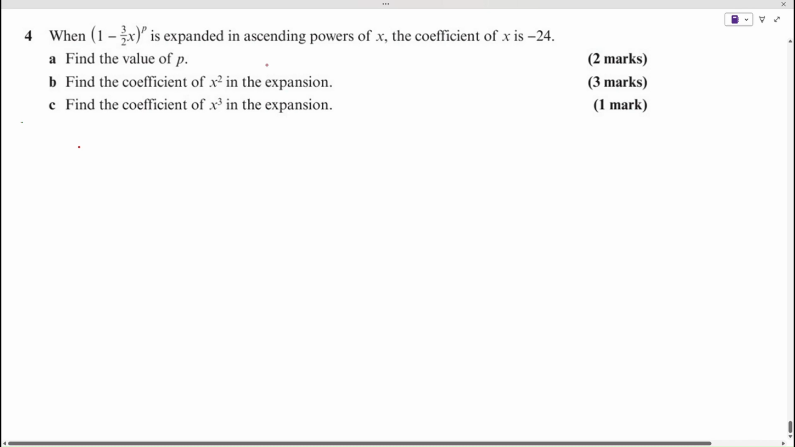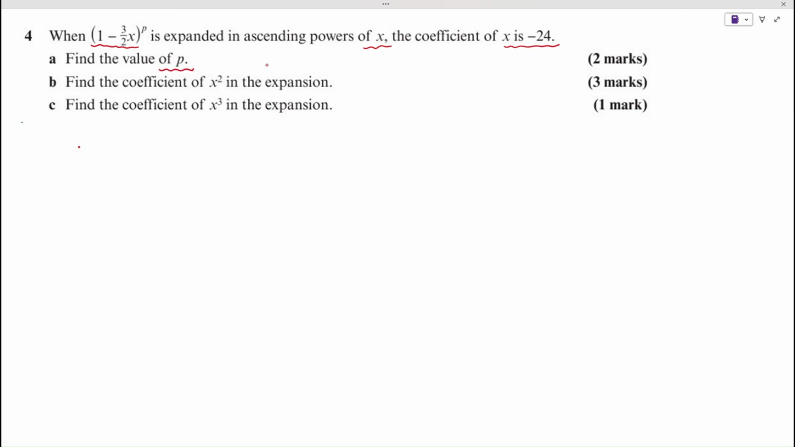In this video, we'll be going over another question in A-level for binomial expansion. So our question: when (1 minus 3 over 2x) to the power of p is expanded in ascending powers of x, the coefficient of x is minus 24. Find the value of p, find the coefficient of x squared in the expansion, and find the coefficient of x cubed. So what we're going to do is find the value of p first.